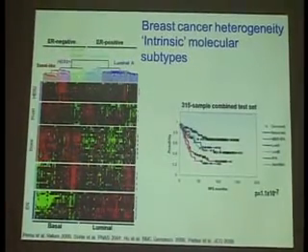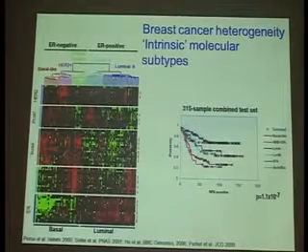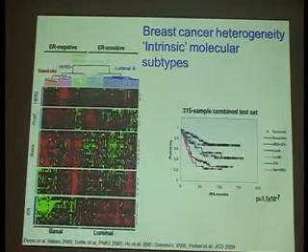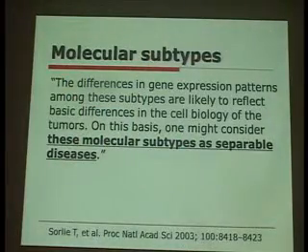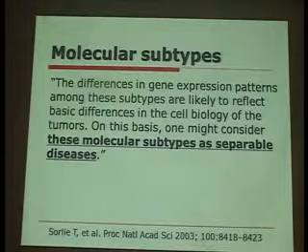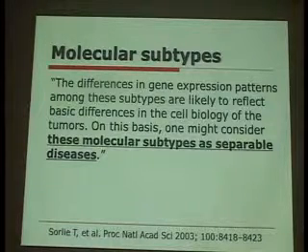What they found was that these subtypes eventually translate into a difference in survival. And that was a very important observation. They concluded, and I'm going to quote Therese Sorlie, the differences in gene expression pattern among these subtypes are likely to reflect basic differences in cell biology of these tumors. On this basis, one might consider these molecular subtypes as separable breast diseases, which means these are different diseases that look like cancer, but affect the same organ.